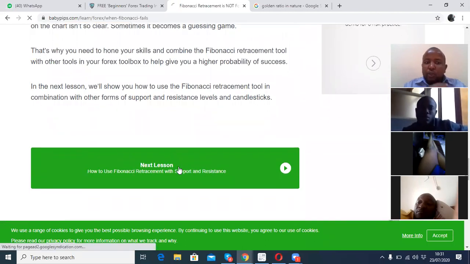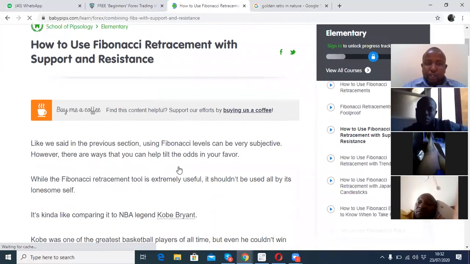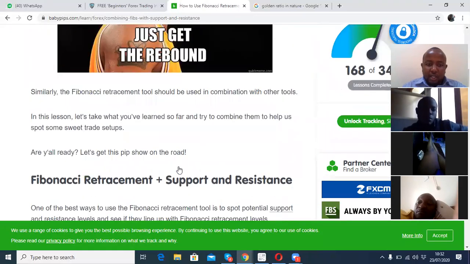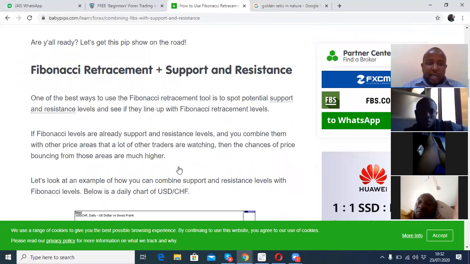So how do we use Fibo? Let me now show you how to use Fibo retracement with support and resistance. So now I'll be showing you on the chart. So how do you use Fibo retracement with support and resistance? So let's have a look. Just one minute. Remember the last lesson, we talked about support and resistance. So now we are talking about Fibonacci retracement combined with support and resistance.